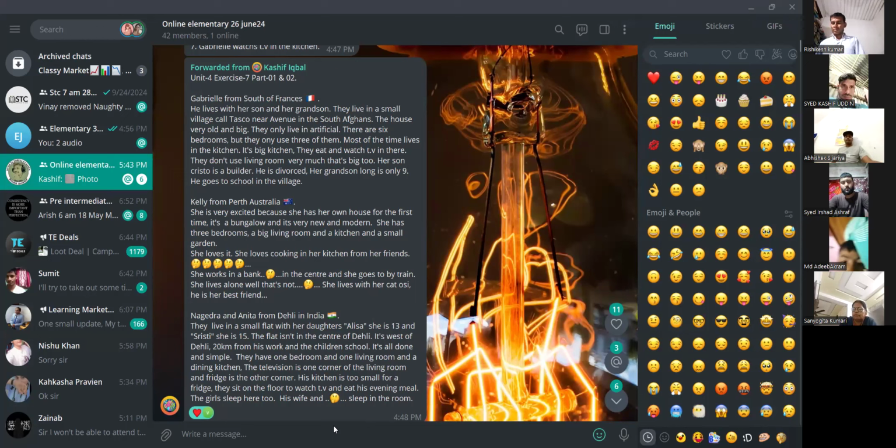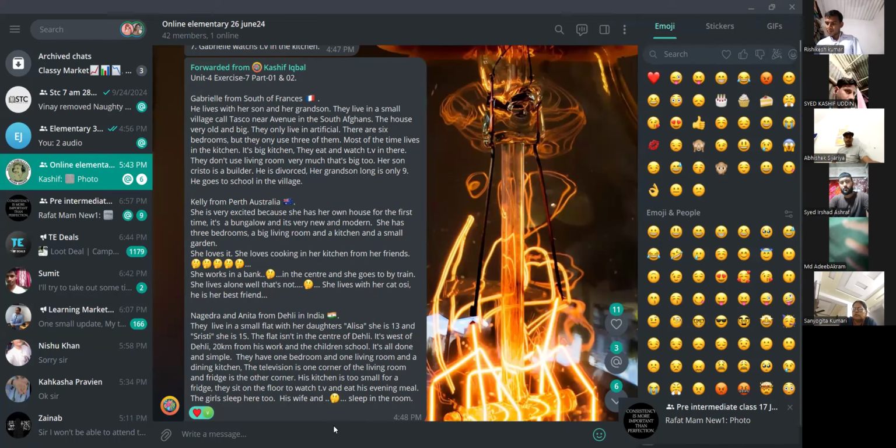I work in a bank right in the center. Here, the word right says exactly in the center. And I go to work by train. And she goes to work by train.